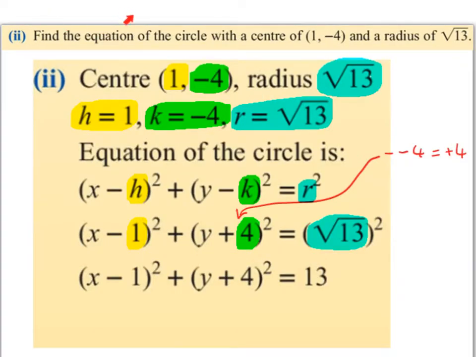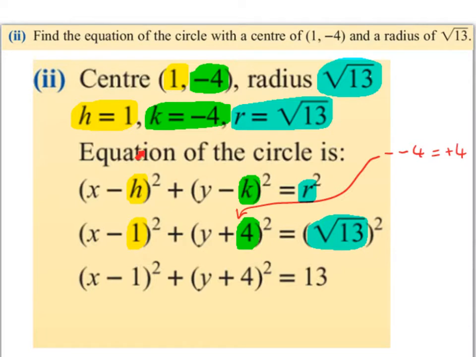Find the equation of a circle with centre (1, -4) and a radius root 13. So h is equal to 1, k is equal to minus 4, and r is equal to the square root of 13. The equation of the circle is (x - h) squared plus (y - k) squared equals r squared.